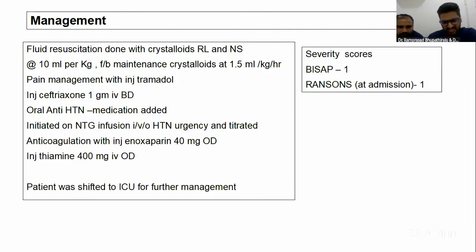Anticoagulation was started with injection enoxaparin 40 mg subcut OD. Injection thiamine was started, and the patient was shifted to ICU for further management.